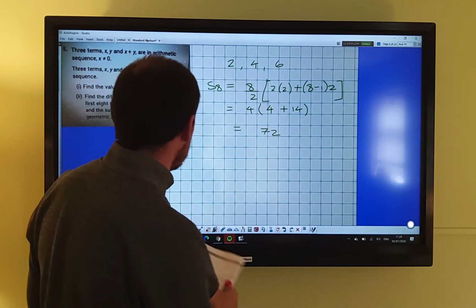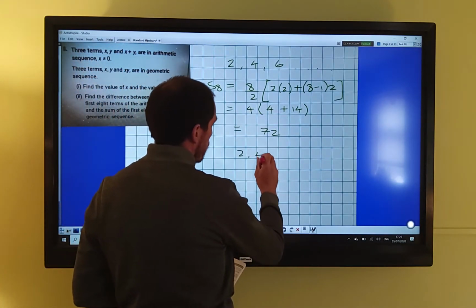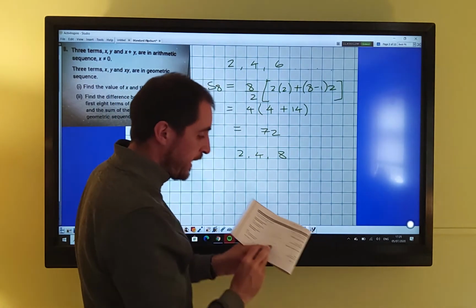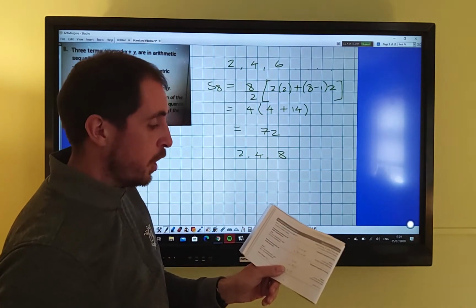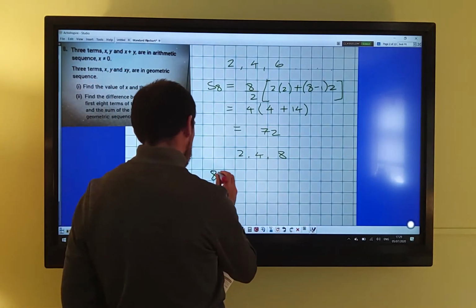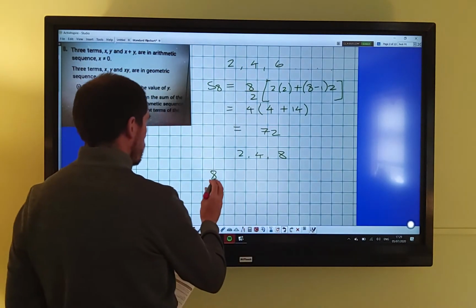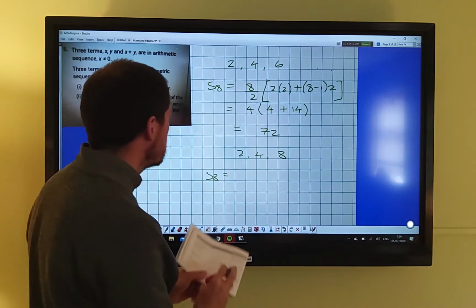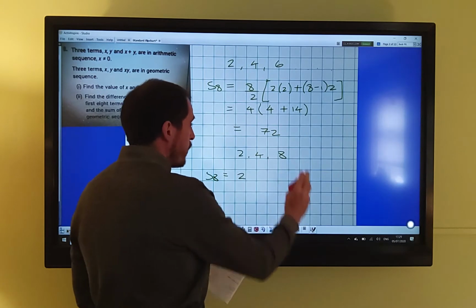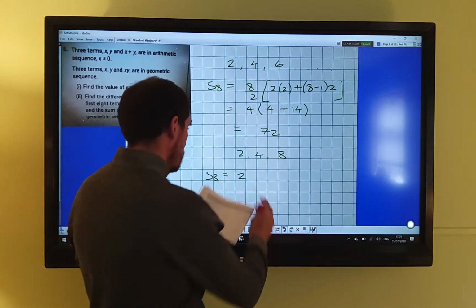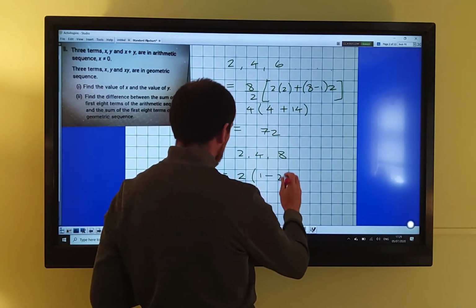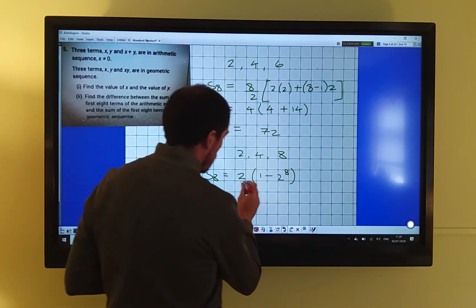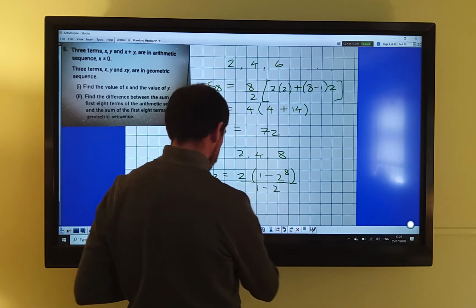Now, the geometric sequence was 2, 4, 8. If I want to get S8, the formula is a times 1 minus r to the power of n, all over 1 minus r. So S8 of a geometric sequence is going to be, a is 2, and the common ratio, what they're multiplied by, is 2. So that's going to be 2 times 1 minus 2 to the power of 8, all over 1 minus 2.